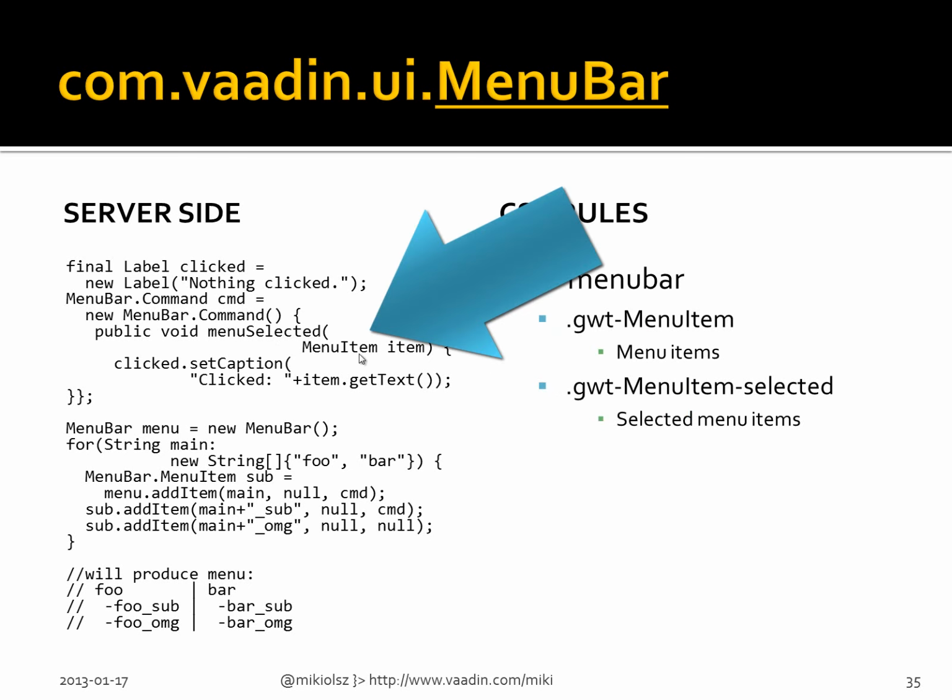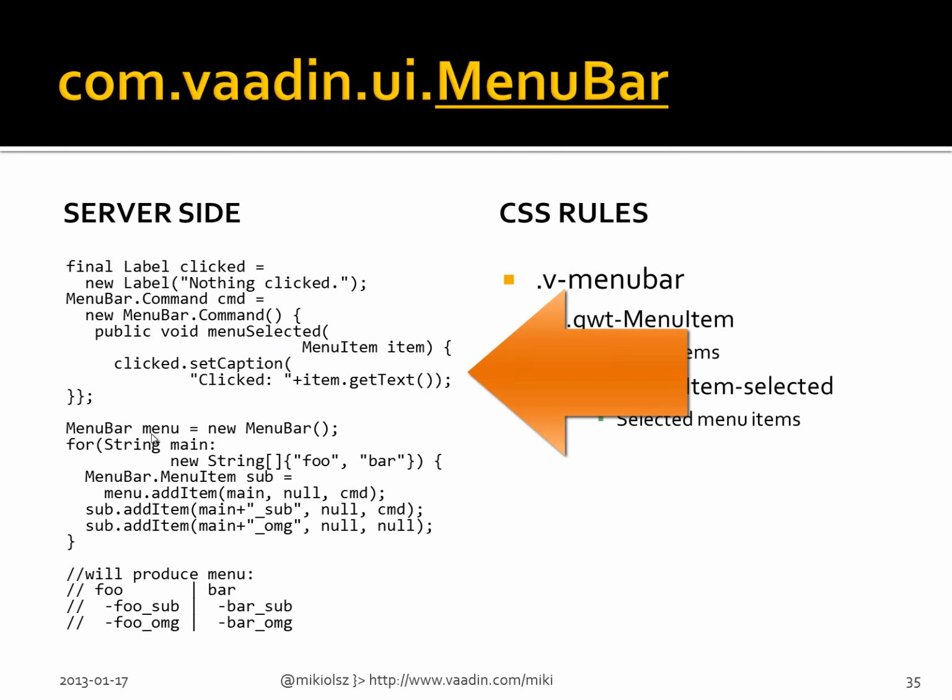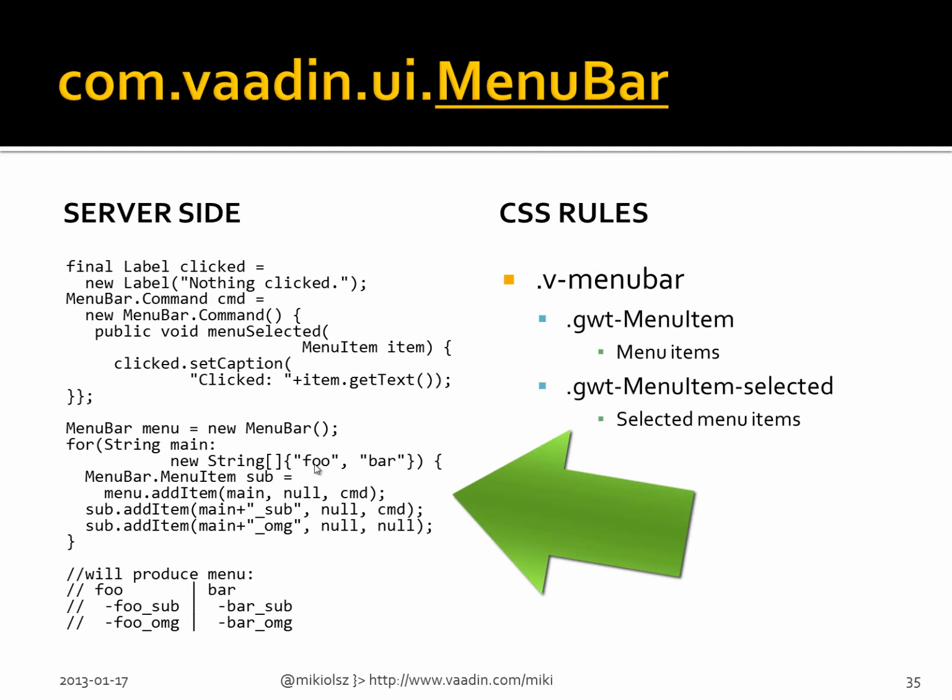The method menuSelected of that interface takes the parameter, which is the item that was clicked, and then we can get the properties of that item to modify the text of the caption. Then we produce a menu bar and add items to it and bind the command to each item we add.